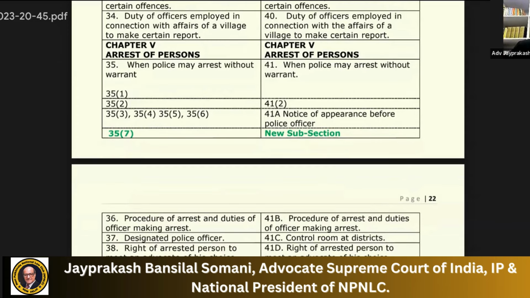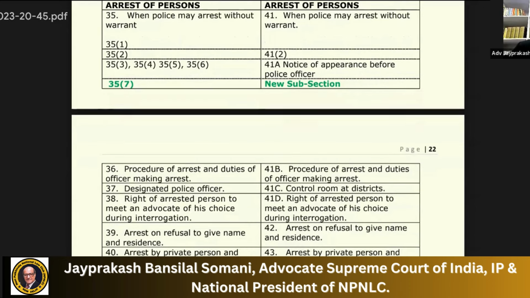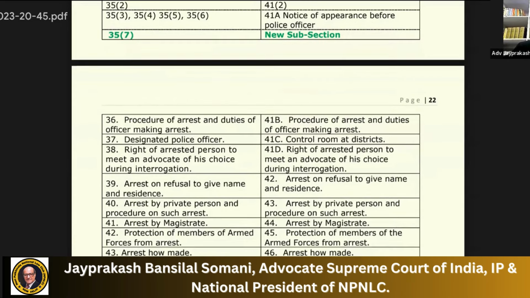BNSS Section 35, when police may arrest without warrant. Its earlier section was in CrPC Section 41. Section 35 of BNSS, Section 35.1, Section 35.2, Section 35.3, 4, 5, 6. Earlier section was 41.2, 41A, notice of appearance before the police officer. Section 35.7 of BNSS is new subsection.